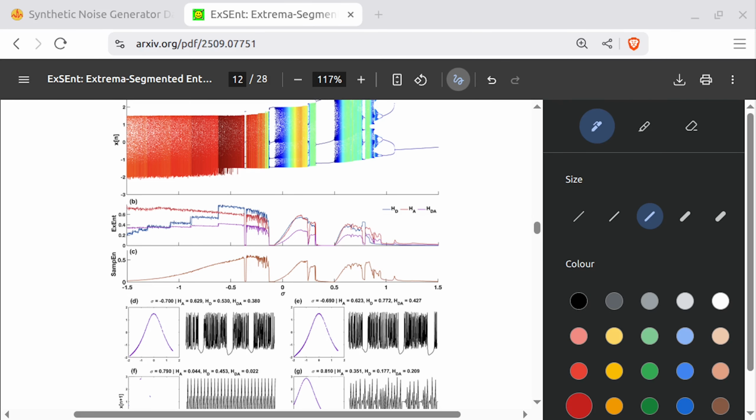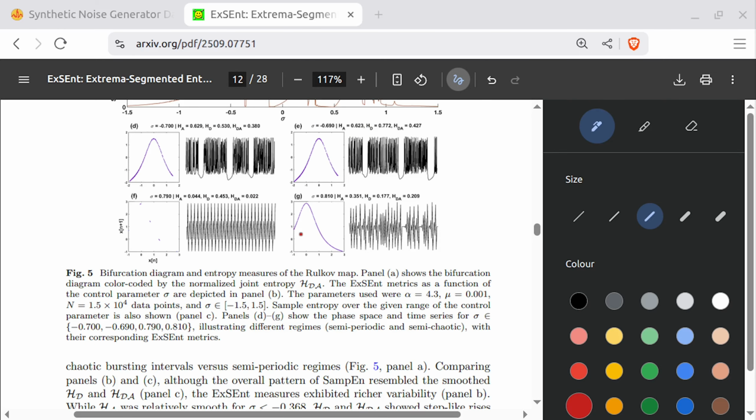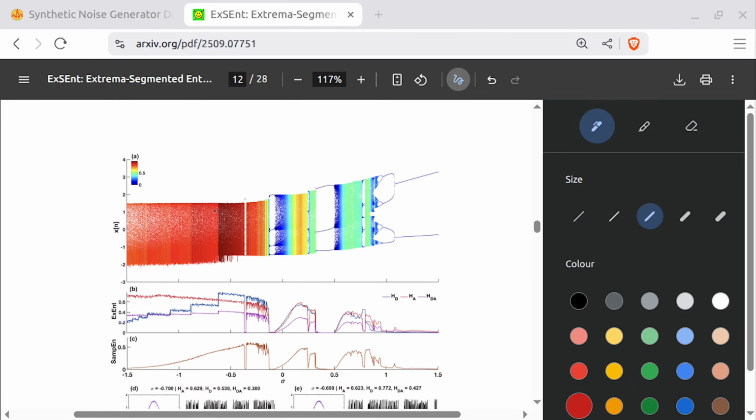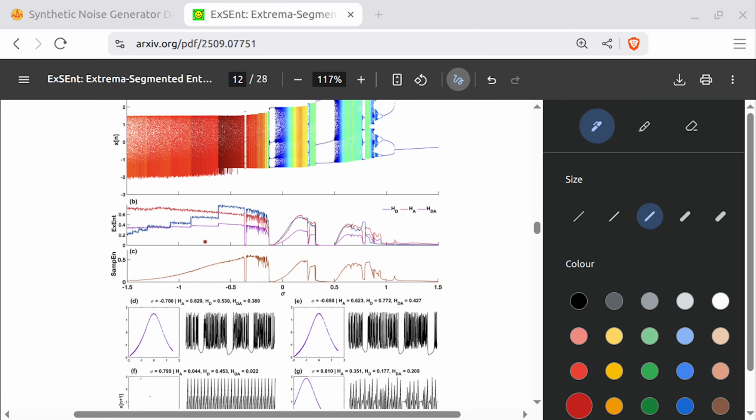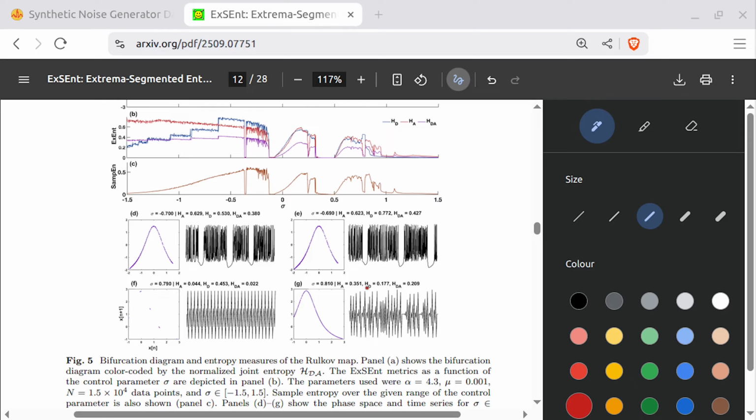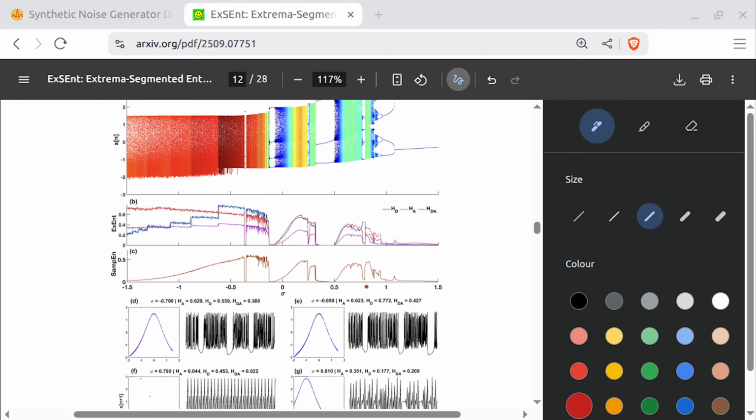Figure 5 illustrates the bifurcation diagram and entropy measures of the Rössler map, which is another system that can exhibit chaotic behavior. Panel A shows the bifurcation diagram. This is a visual representation of how the system's long-term behavior changes as you vary the control parameter, in this case sigma. You can see it starts as a simple line, then splits into multiple branches, indicating different states the system can settle into. The color coding corresponds to the normalized joint entropy HD,A, which helps to highlight chaotic intervals versus semi-periodic regimes.